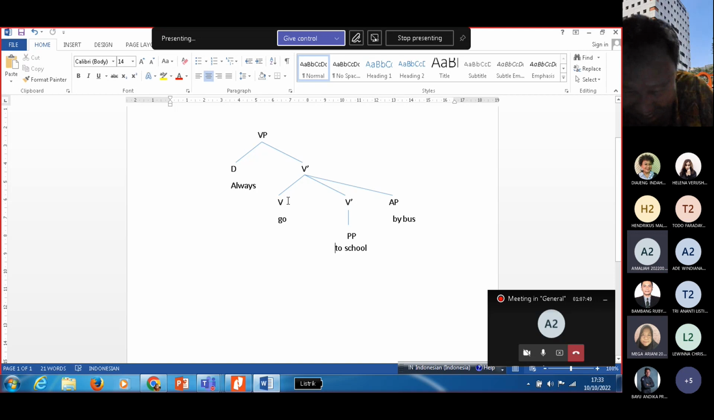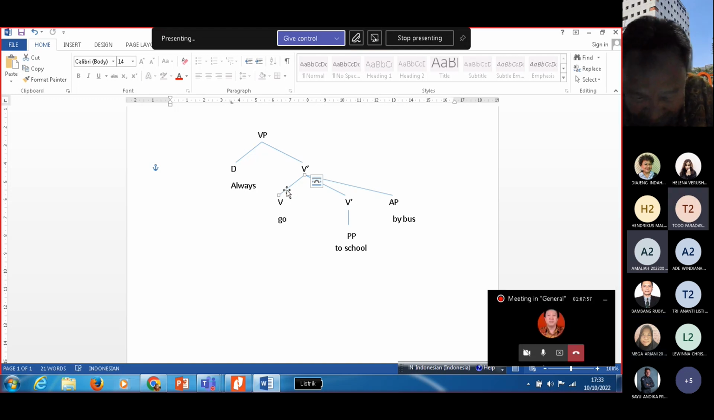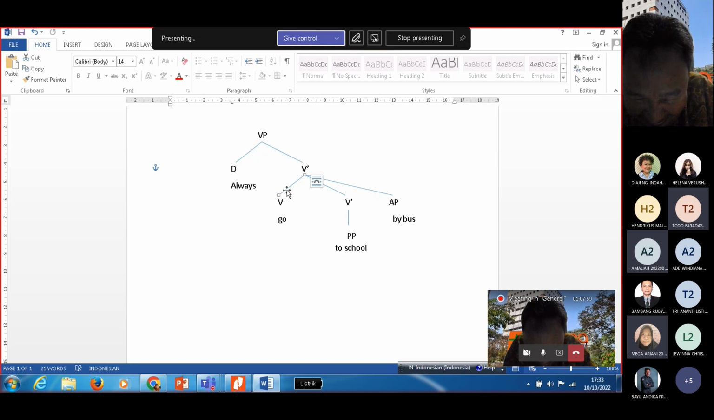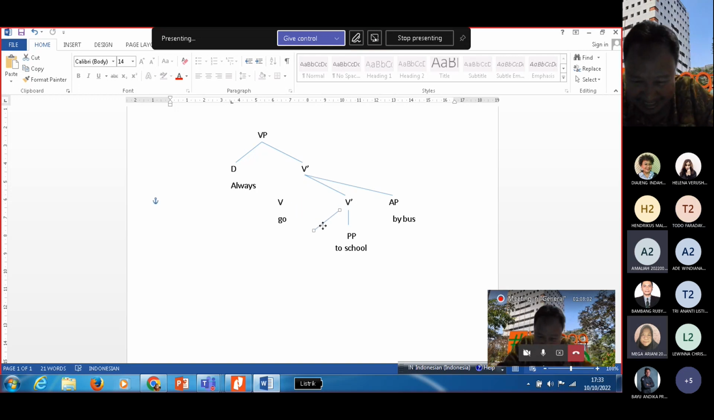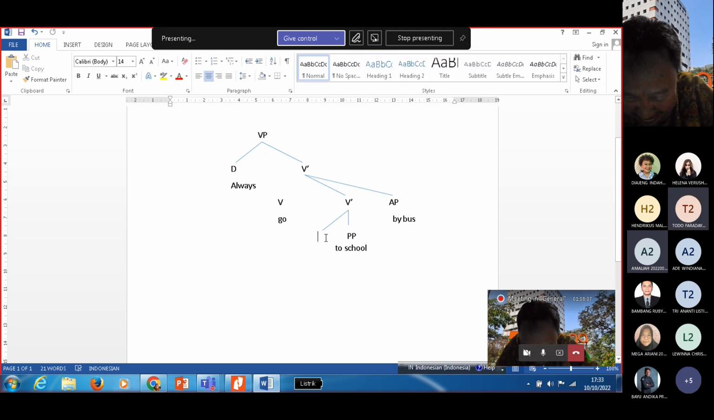Look at your tree. Is that true? No. So it must be sister of V-bar and daughter of V-bar. It should be like this one, right? This is V. So V-bar, this is go, and go should be under V-bar again.